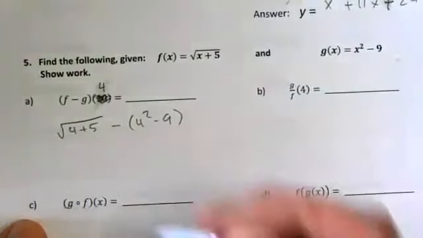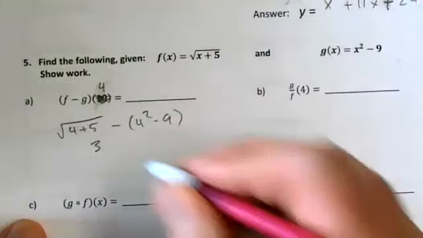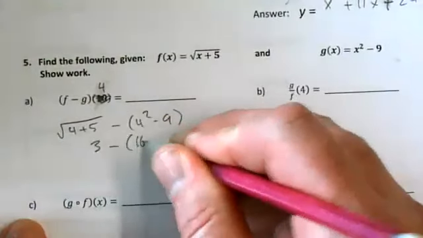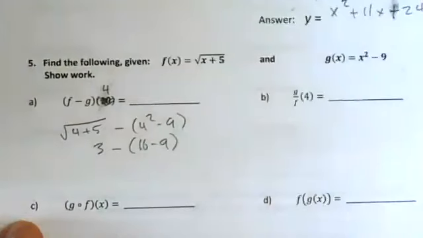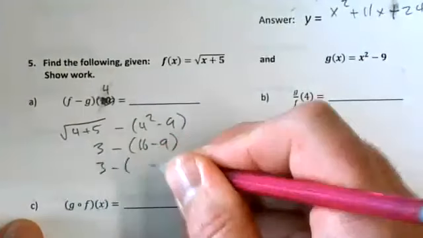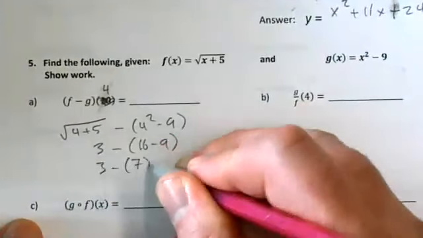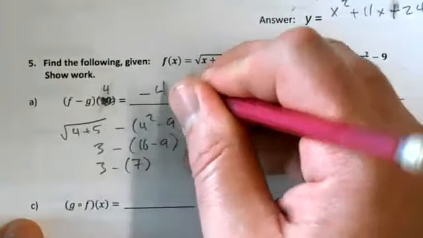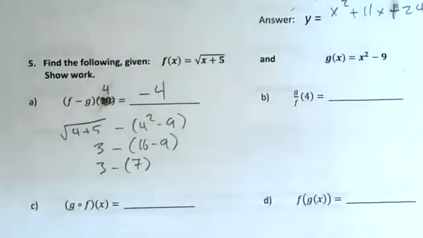So I got the square root of 9 here, which is 3. Minus here, I got 16 minus 9. 16 minus 9 is 7. And 3 minus 7 is negative 4 for our final answer.